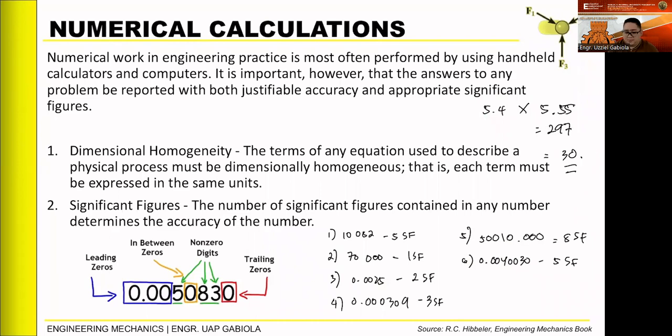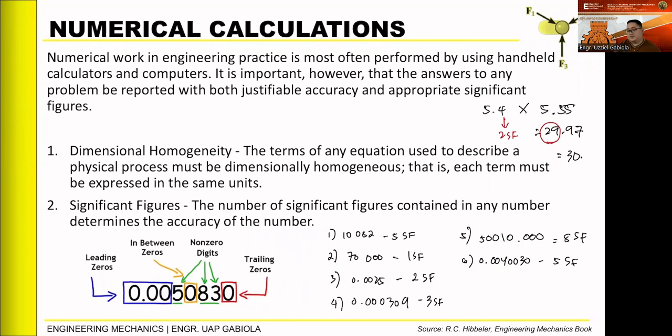Ano ba? 5.4 times 5.55. Sorry pala, mali pala yung aking multiply. Kaya pala ako nalito. So, ito ay 29.97. Ayan. So, ito yung list mo. So, dapat ang answer mo na susundin ay 2 significant figures. So, dapat 2 significant lang. So, dapat ang final answer mo should be 30 lang, kahit hindi siya sabihin sa problem.